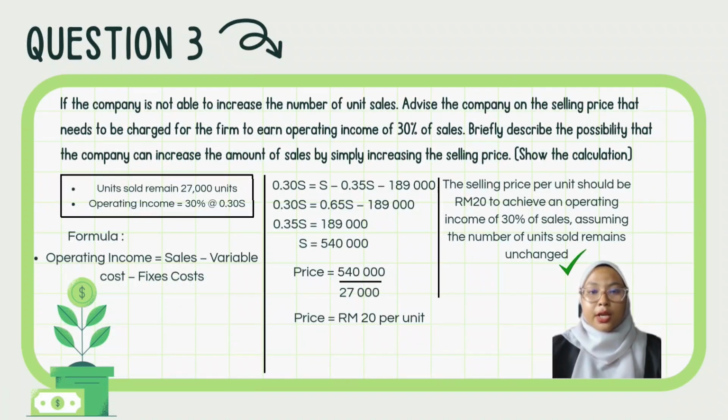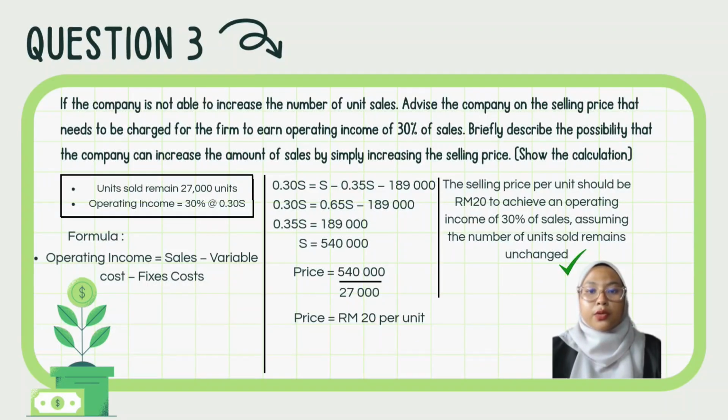For question 3, the company is not able to increase the number of units sold, so the number of units remains at 27,000 units. The target operating income is 30% of sales and variable cost is 35% of sales, with fixed cost of 189,000 ringgit. Using the CVP formula, operating income equals sales minus variable cost and fixed cost. After substituting the values, the required total sales is 540,000 ringgit.